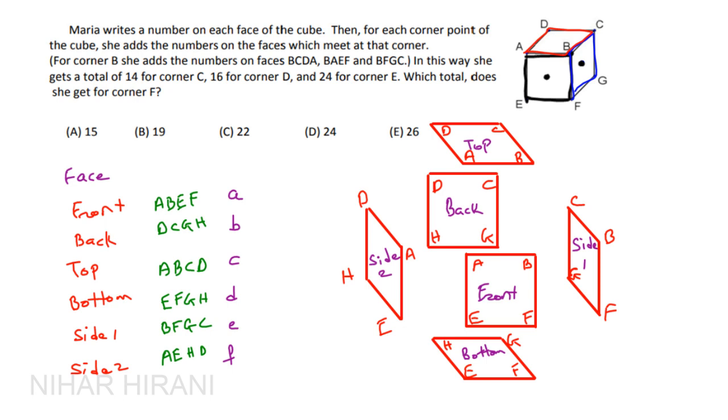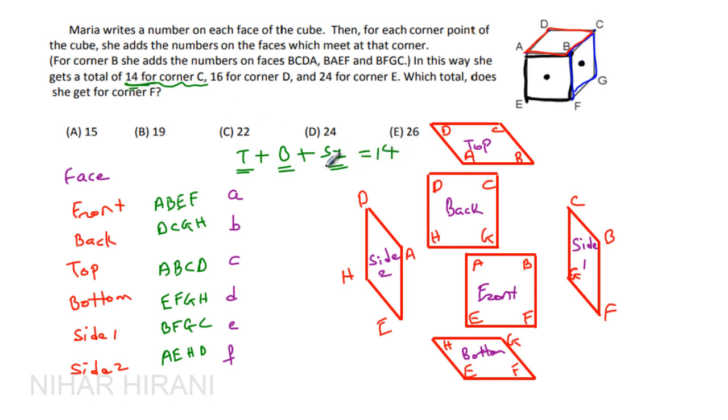Now we need to think about corner C first. So let us talk about corner C. Corner C, you can see, is part of top. Plus it's also part of the back side. Plus it's also part of a side face, isn't it? C is the corner of the side face also. So this is side 1, and if you add values on top, bottom and side face 1, you will get 14. That's given over here.